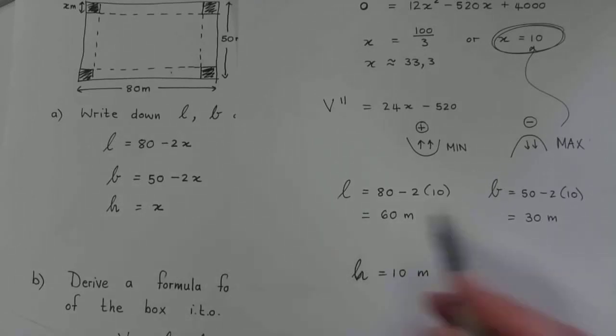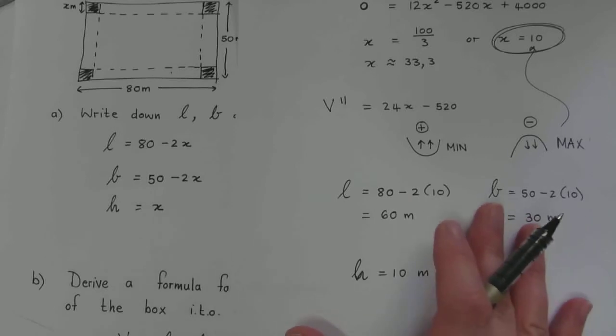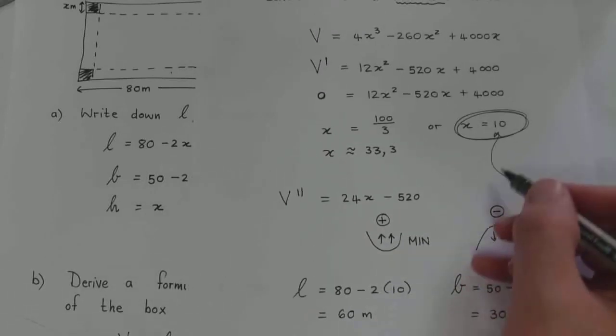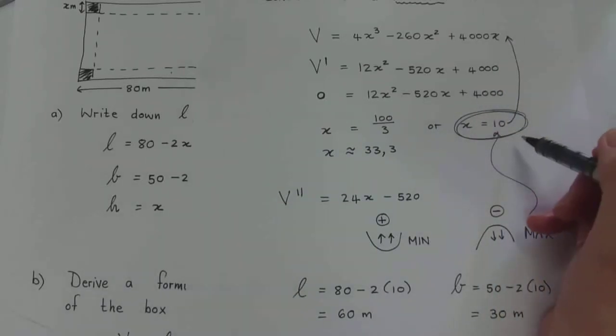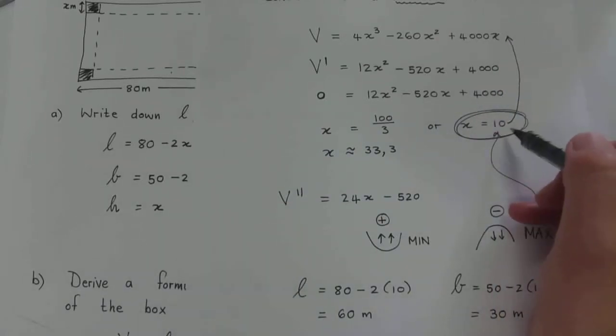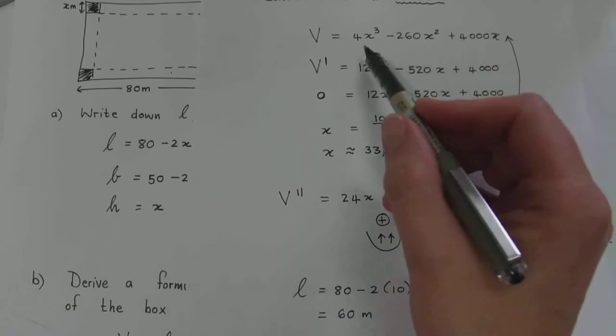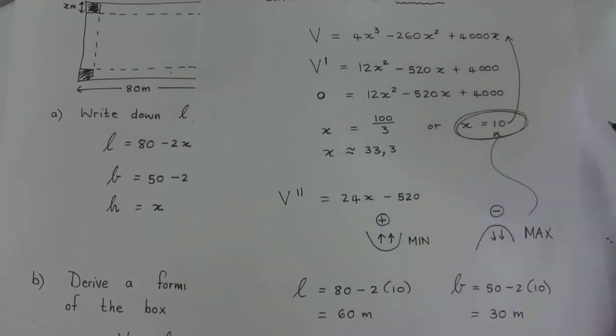Again, I haven't actually calculated the maximum volume. I can calculate it by simply substituting this back into that one, if they ask for it. So because I know at x equal to 10 I have a maximum volume, if they ask for that maximum volume, you can substitute it back into that original equation to give it to you. But in this case, they didn't ask for it, so I'm just going to leave it right there.